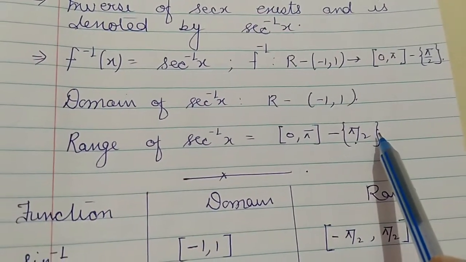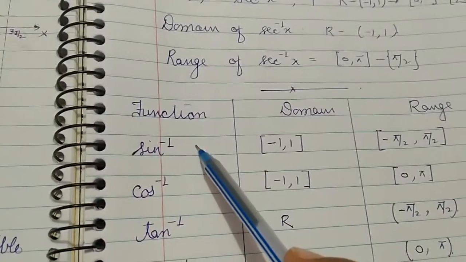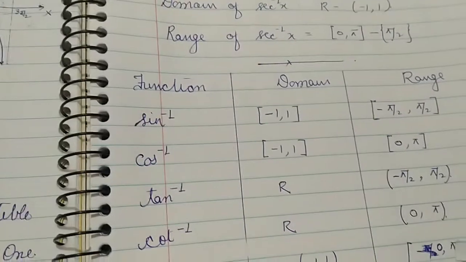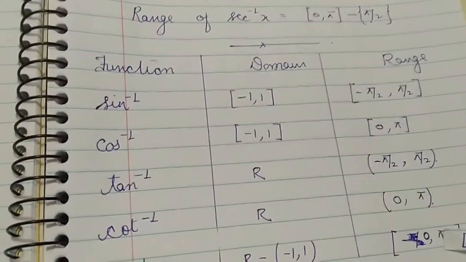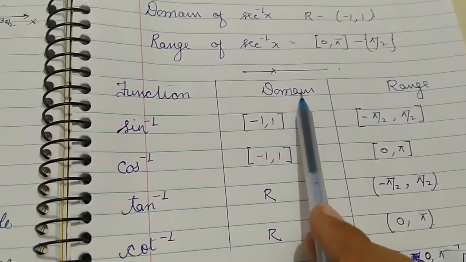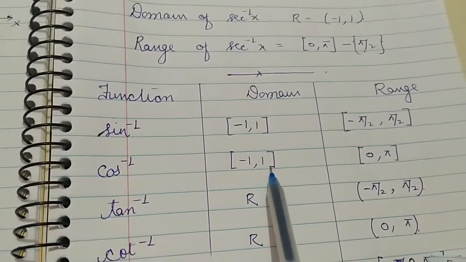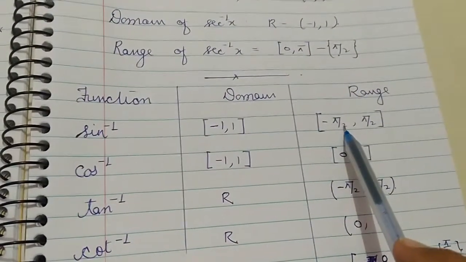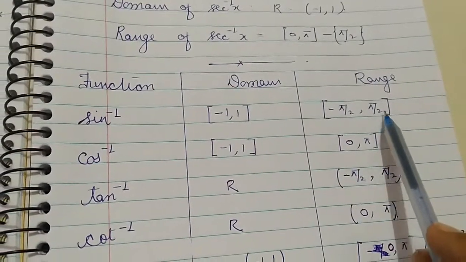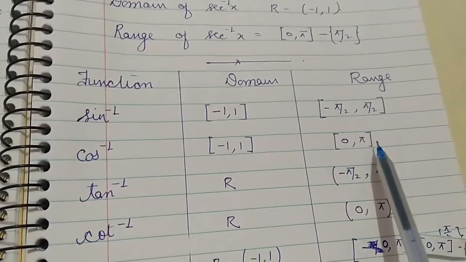In earlier sessions, we have already studied the domain and range of sin inverse x, cos inverse x, tan inverse x and cot inverse x. Now we revise the domains and ranges of the various inverse trigonometric functions. If the function is sin inverse x, then its domain is minus 1 to 1, and in case of cos inverse x, the domain is also equal to minus 1 to 1. And what about the range? The range of the sin inverse function is minus pi by 2 to pi by 2 in a closed interval, and the range of cos inverse x is 0 to pi in a closed interval.